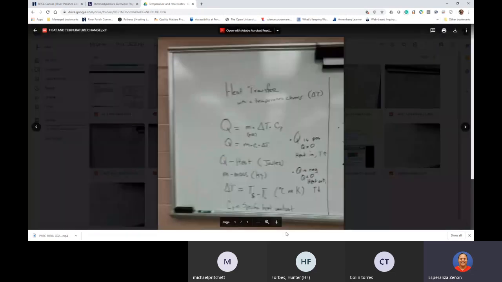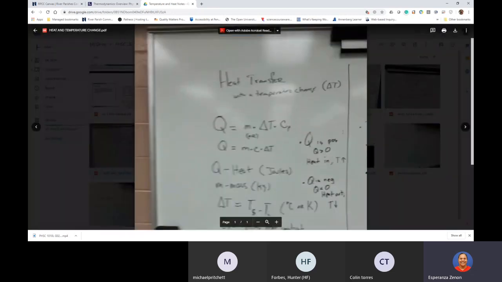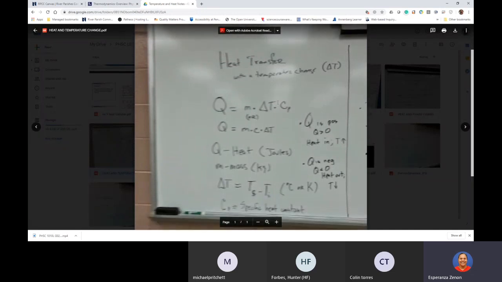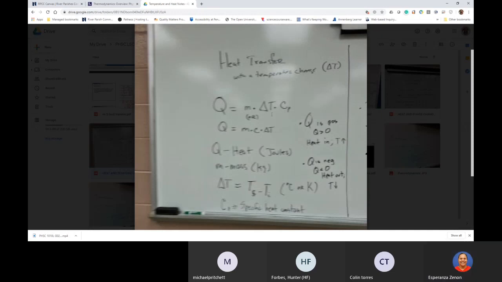Similarly, I summarized the heat transfer with a temperature difference. This formula is useful when you actually do have a delta T. So you go to this formula, and the idea is that Q stands for heat in joules, M is mass in kilograms, and you find your delta T, which is the same on the Celsius or Kelvin scales. And then Cp is your specific heat constant. When you put in heat, Q is positive, and the temperature goes up.